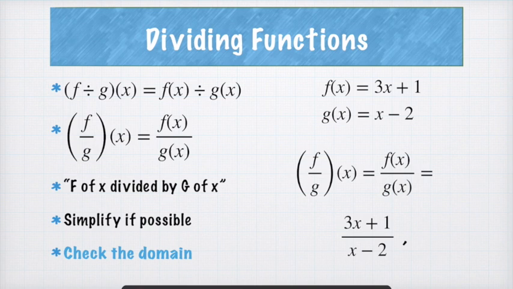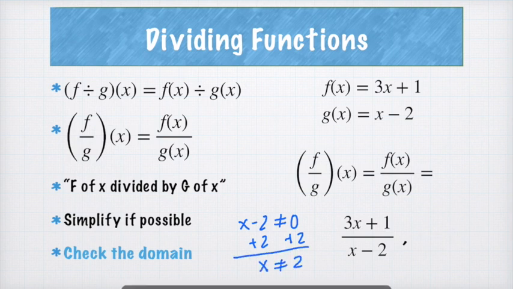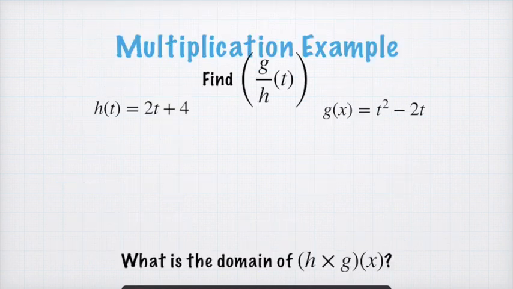Now we have to check the domain really quickly. We have to make sure that there's no point in here where we're going to be dividing by 0. The easiest way to do that is just say x minus 2 cannot equal 0. So we're going to add 2 to both sides, and then we find out that x cannot be equal to 2. So we're going to say in our domain check that x absolutely cannot be equal to 2. Otherwise, we break this function.